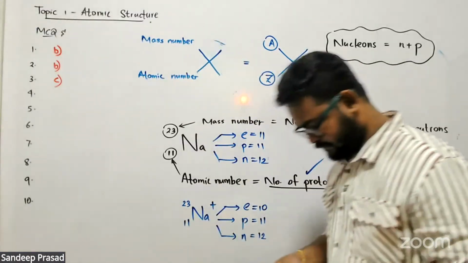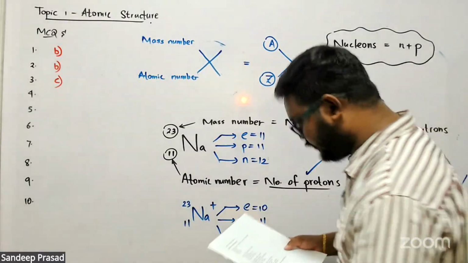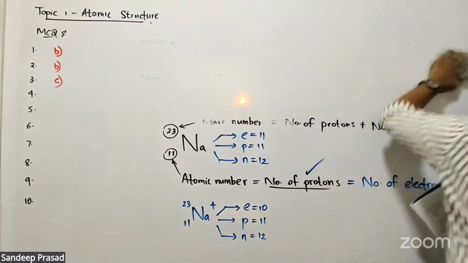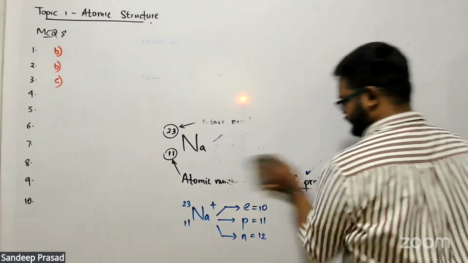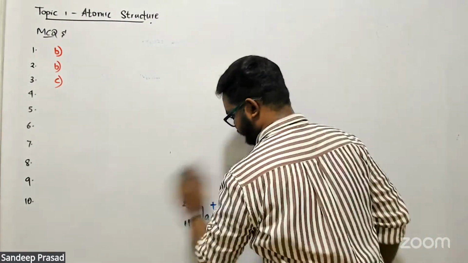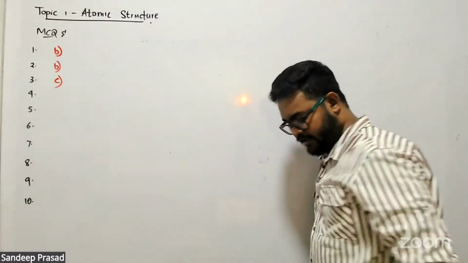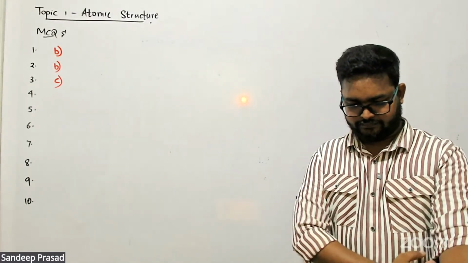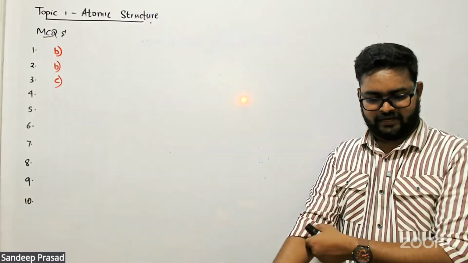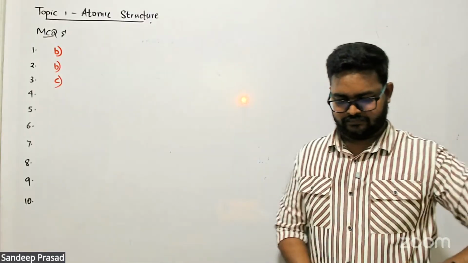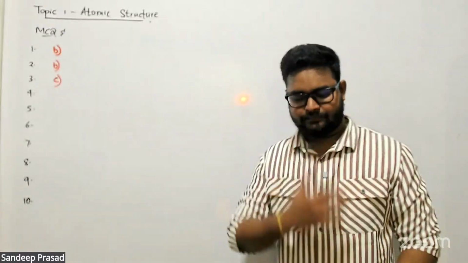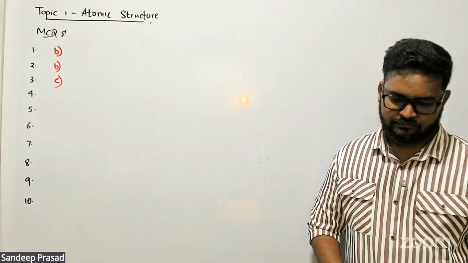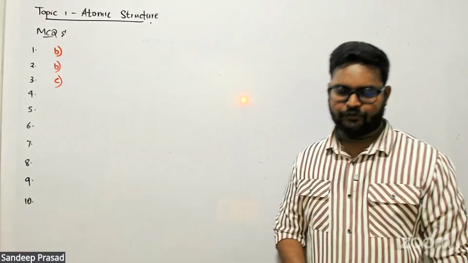Right, next one, number 4. So number 4 is about isotopes, right? Can you remember isotopes? What does mean by isotopes? Students, do you have any idea about isotopes? What does mean by an isotope? Isotope is an atom with different atomic number. Yes, Ashfa, you are correct.